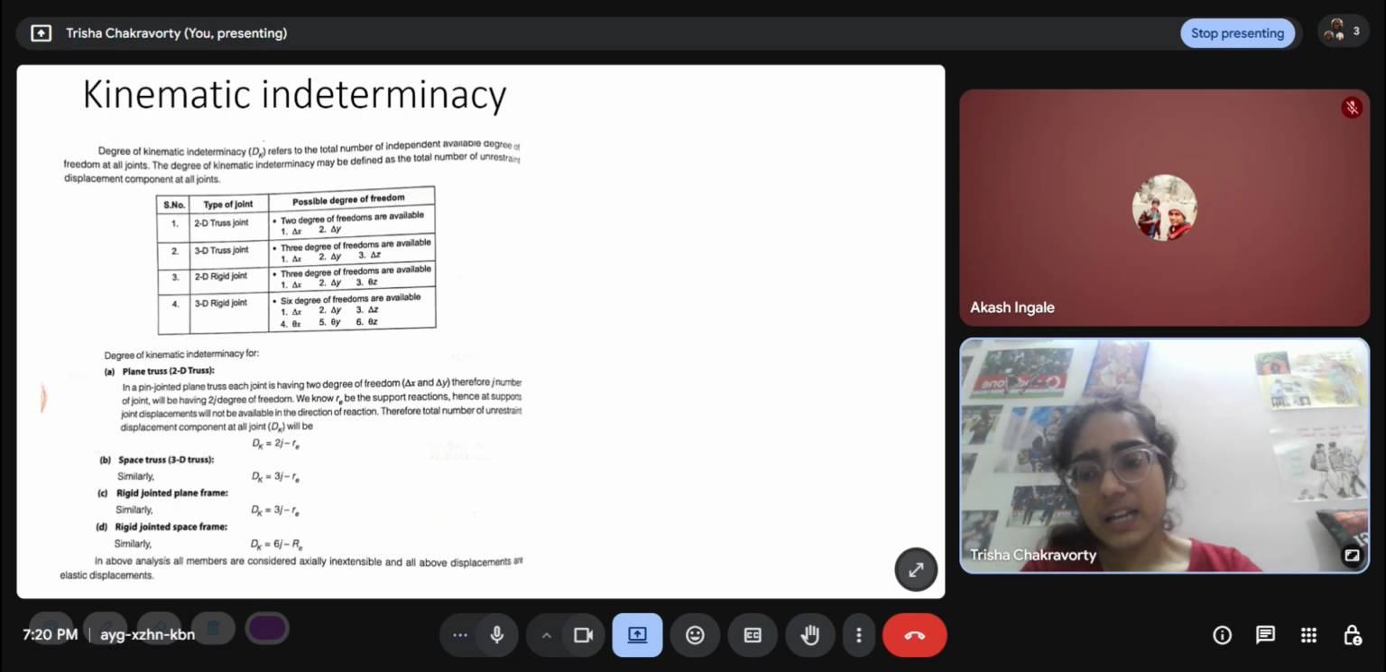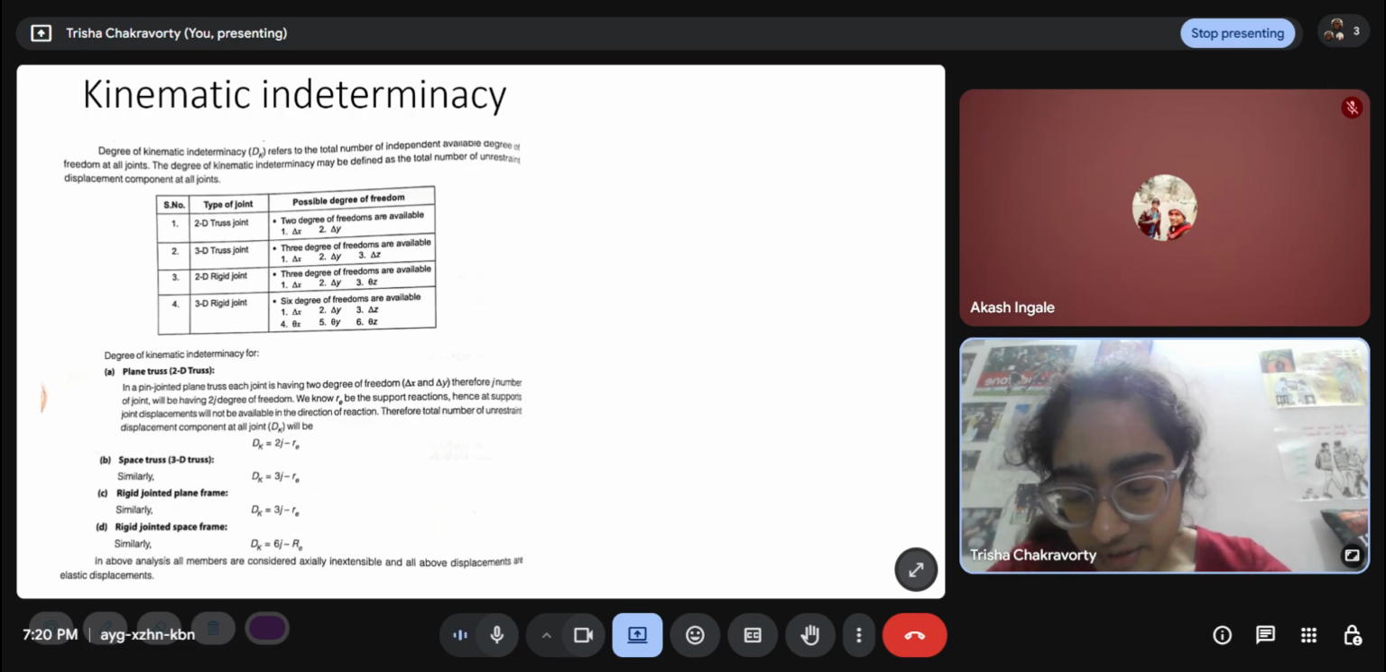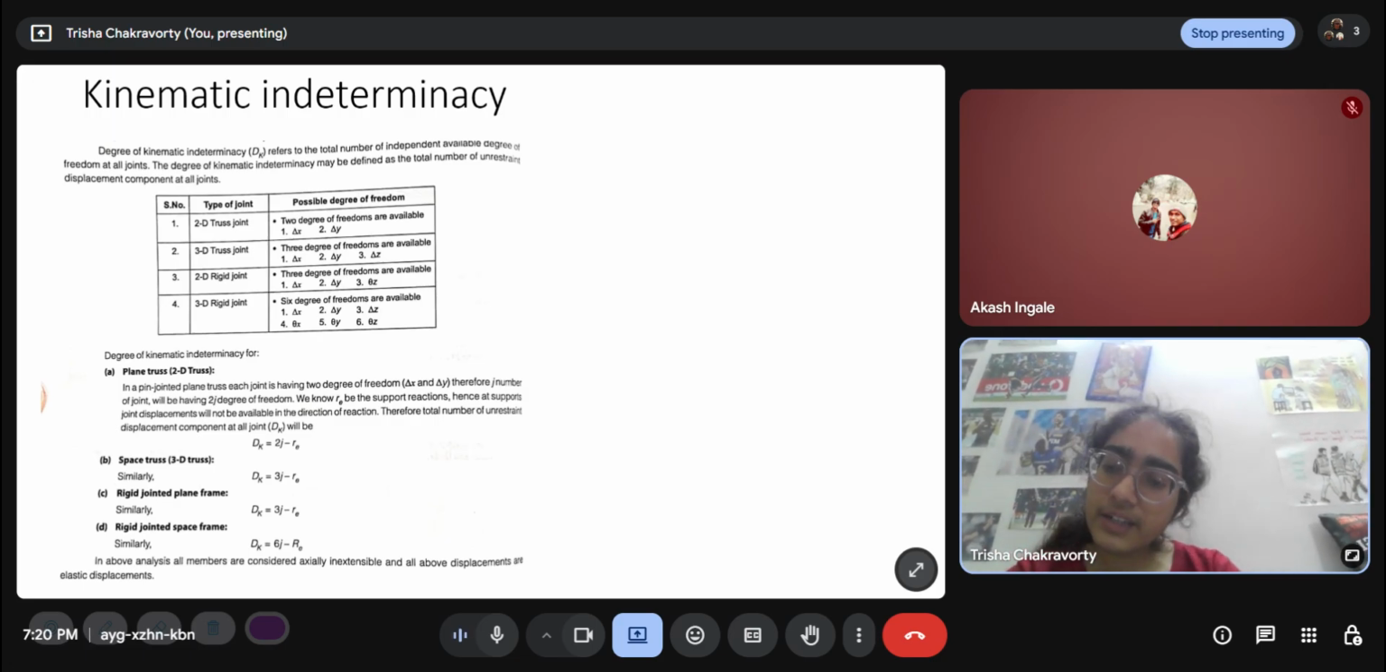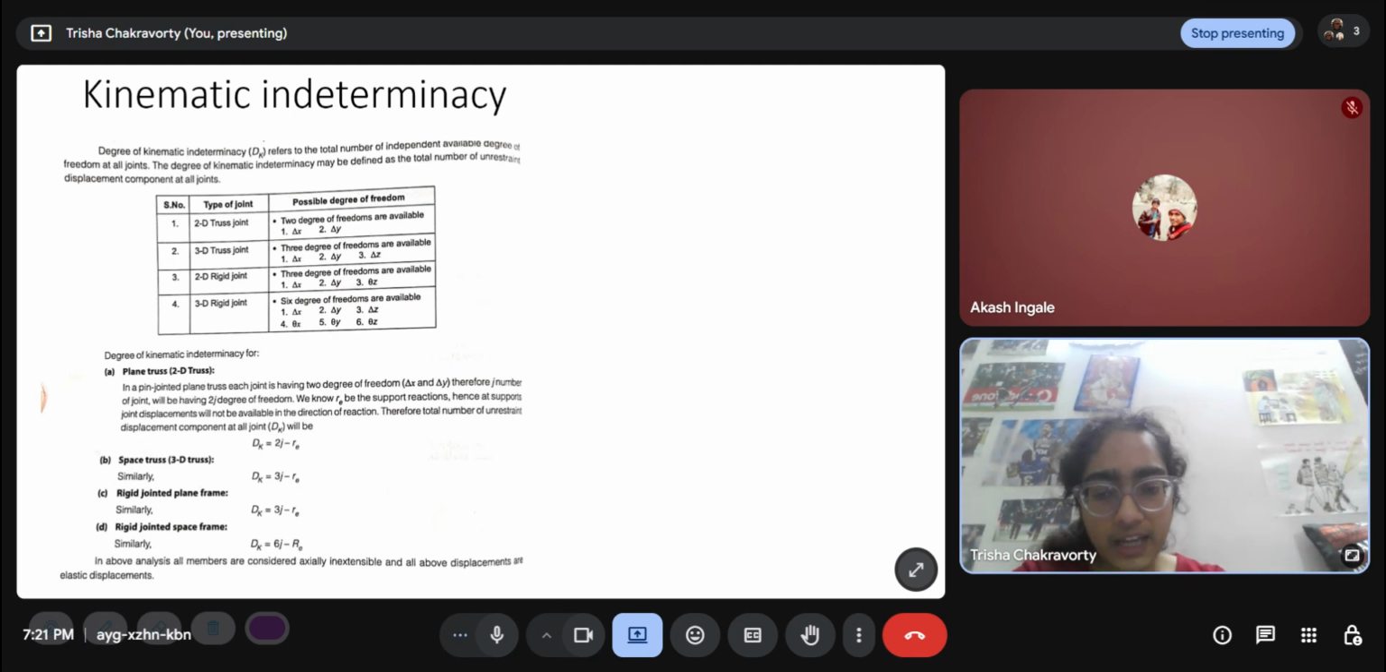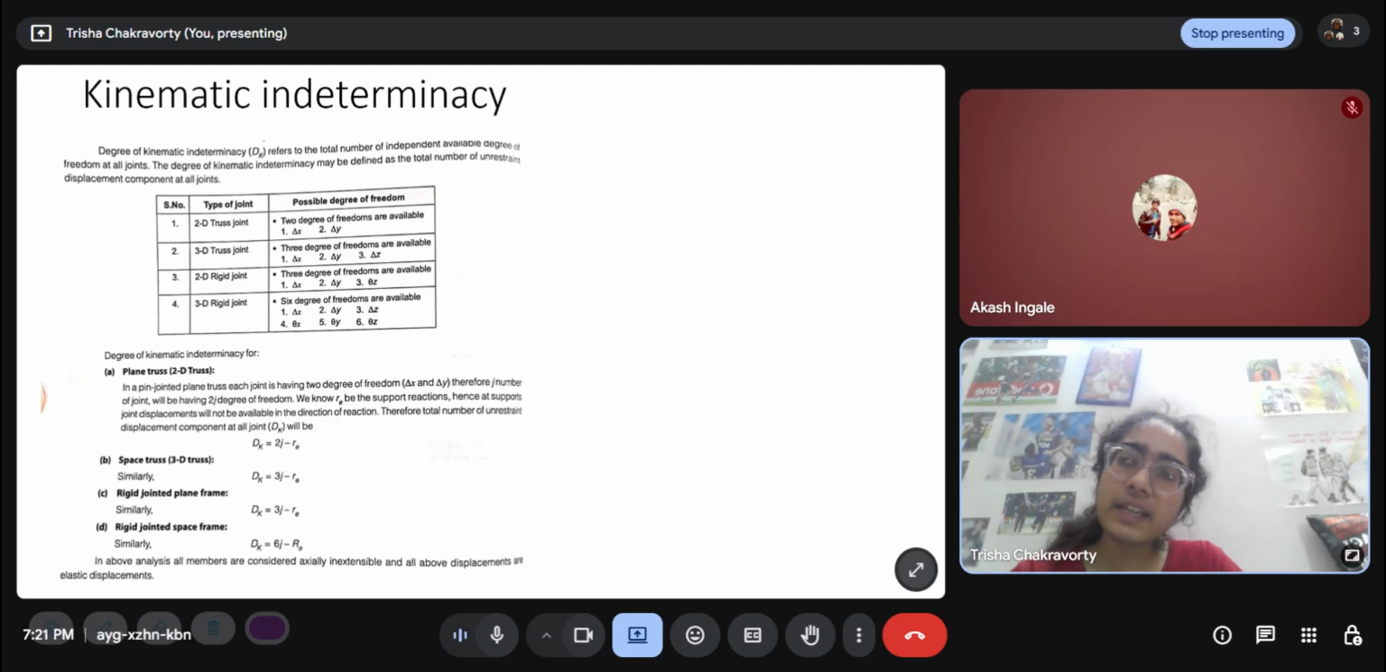So 6. Now the degree of kinematic indeterminacy: for a 2D plane truss, in a pin-jointed plane truss, each joint has 2 degrees of freedom, delta x and delta y. Therefore, j number of joints will have 2j degrees of freedom. And we have Re support reactions. At a support, joint displacements will not be available in the direction of the reaction. This means that in a truss, if there is a hinge support at a point, then neither x displacement nor y displacement is allowed. So I have to subtract that.